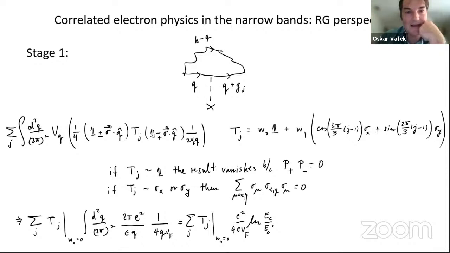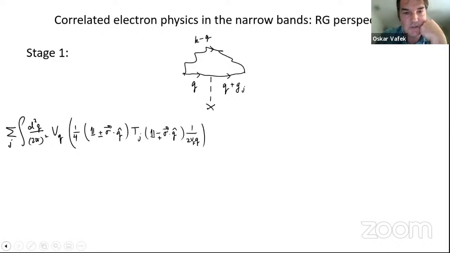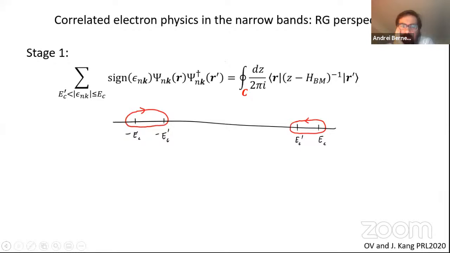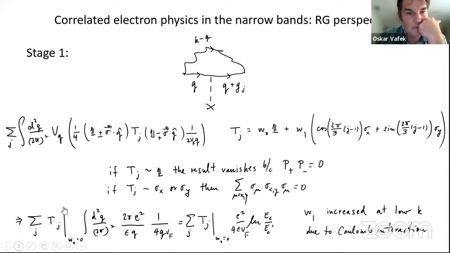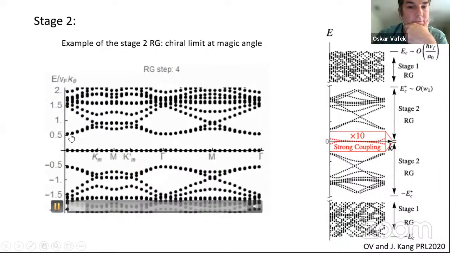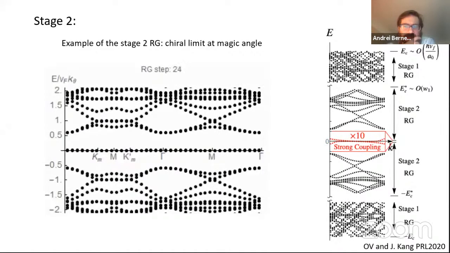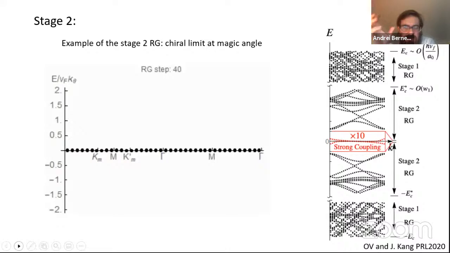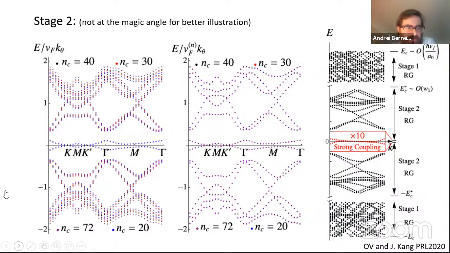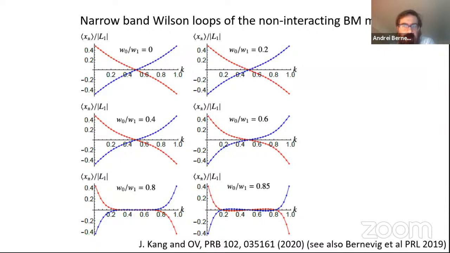You can see that actually in the little movie that I ran for stage two. I think this makes it very clear. Here, you see that the gap is indeed growing. The remote bands are moving up. And this flattening of the Wilson loop that you get at large W0 over W is basically due to the fact that most of the Berry curvature is concentrated around the gamma point, where the gap is low. Is that the picture you have? Yep, that's right.